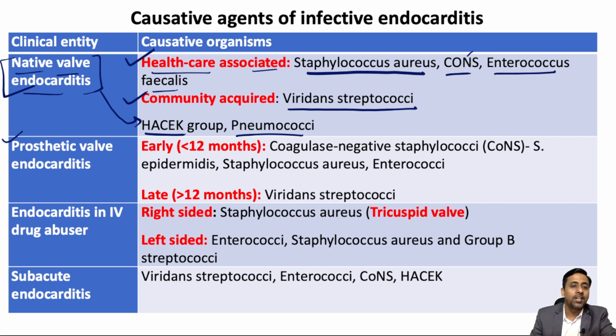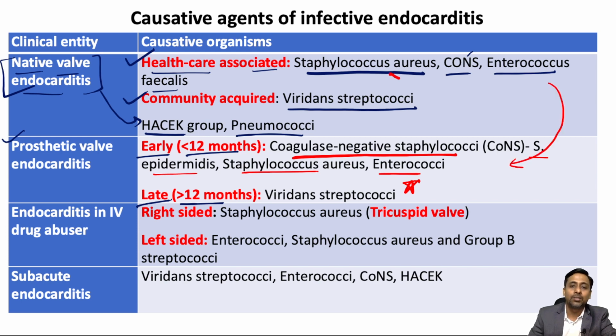Then prosthetic valve endocarditis, it may be early, it may be late. Early means less than 12 months of implantation. Late means more than 12 months of implantation. Late is the same as community acquired, that is the Viridans streptococcus. For early, it is more commonly the coagulase negative Staphylococcus epidermidis, followed by Staphylococcus aureus and Enterococcus. Here staph is more common, here coagulase negative is more common, but here it remains the same.